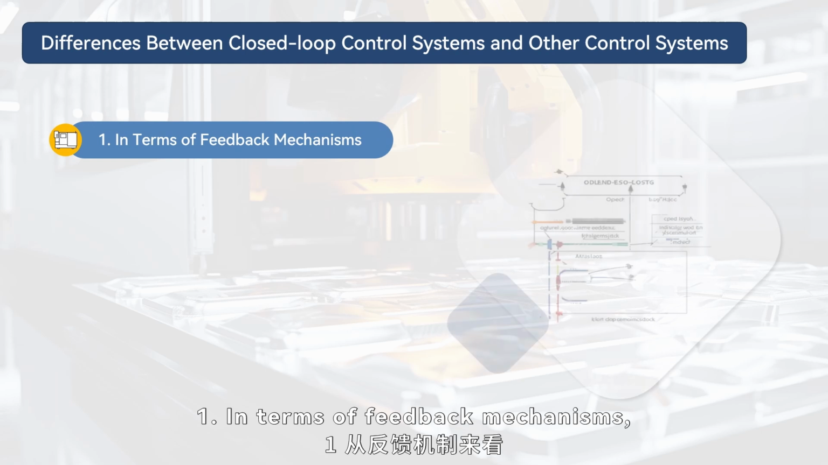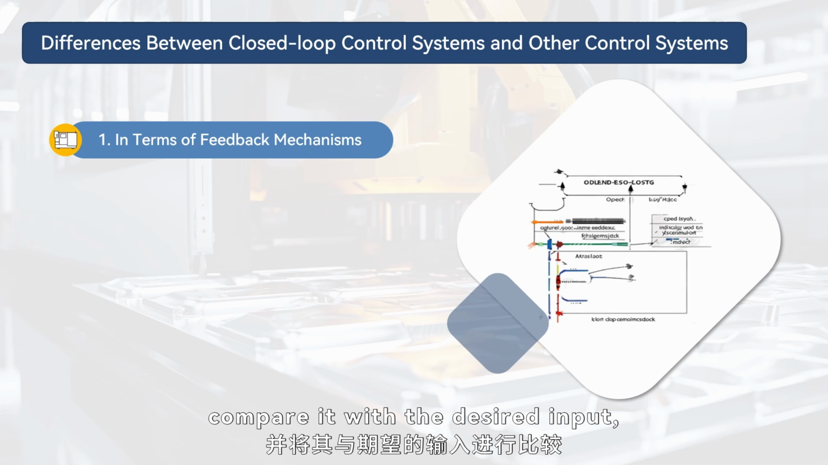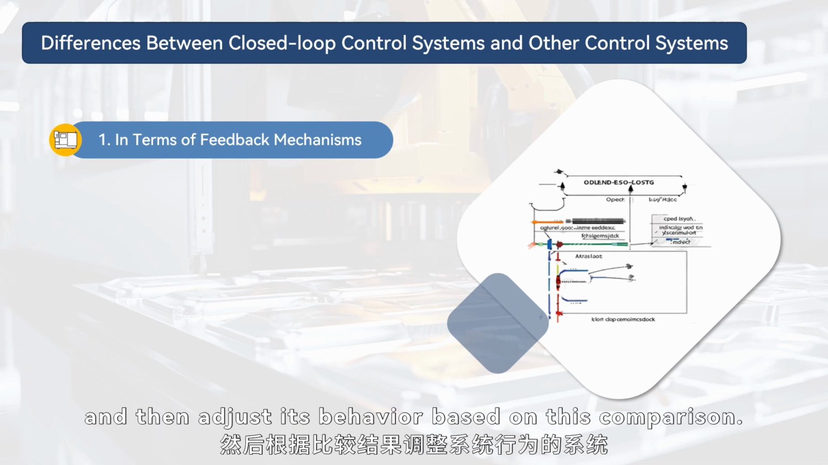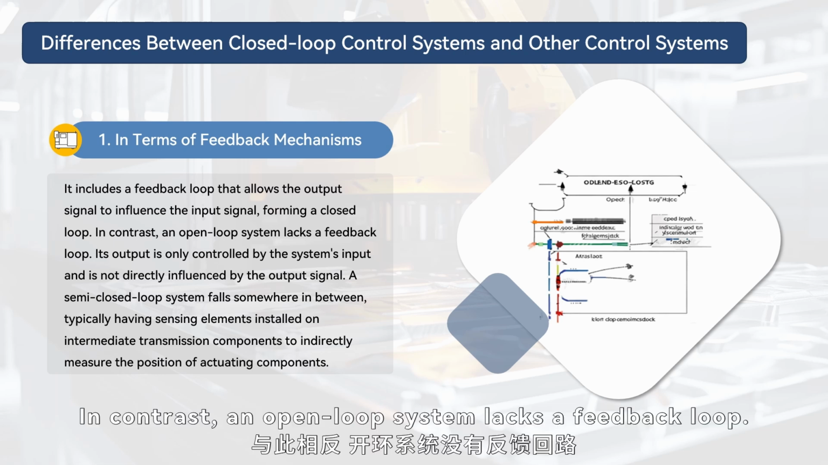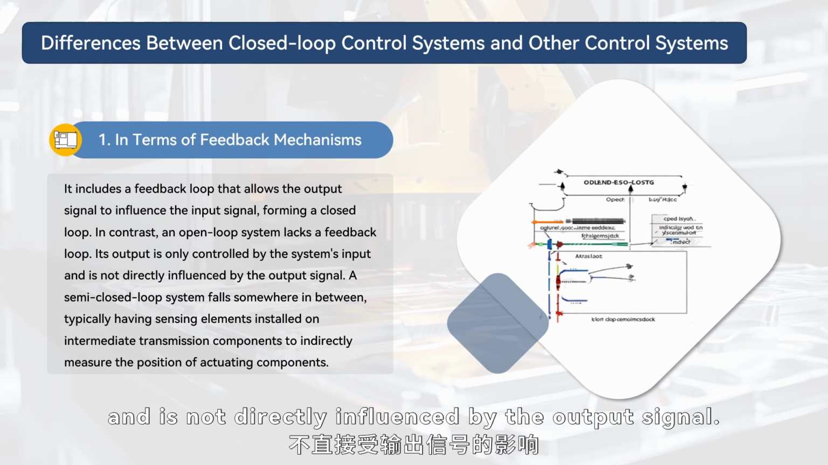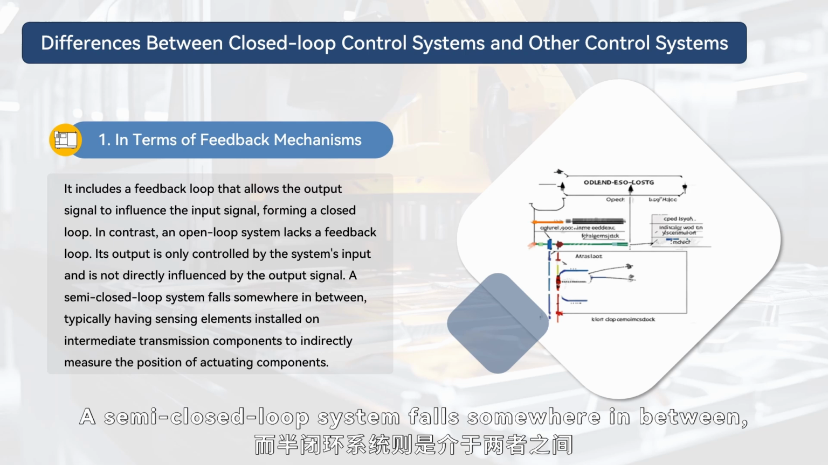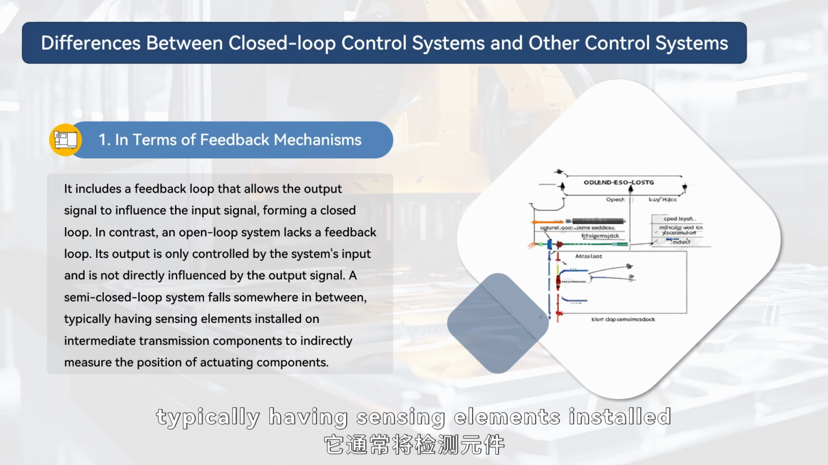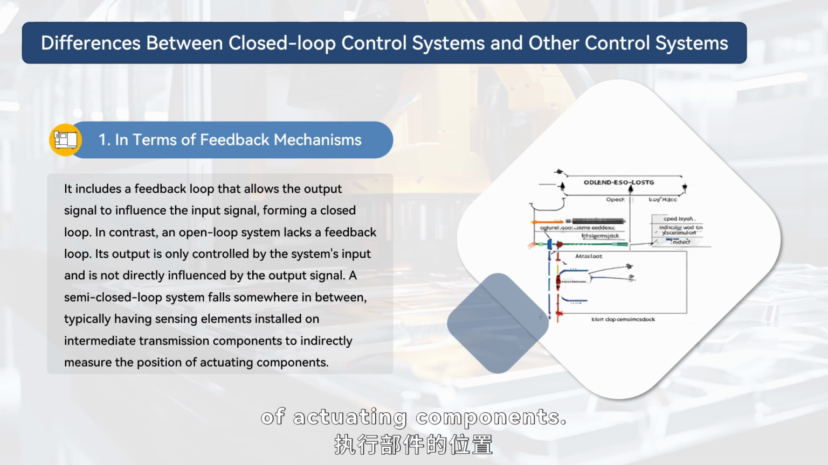1. In terms of feedback mechanisms, a closed-loop system can detect its output, compare it with the desired input, and then adjust its behavior based on this comparison. It includes a feedback loop that allows the output signal to influence the input signal, forming a closed loop. In contrast, an open-loop system lacks a feedback loop. Its output is only controlled by the system's input and is not directly influenced by the output signal. A semi-closed loop system falls somewhere in between, typically having sensing elements installed on intermediate transmission components to indirectly measure the position of actuating components.